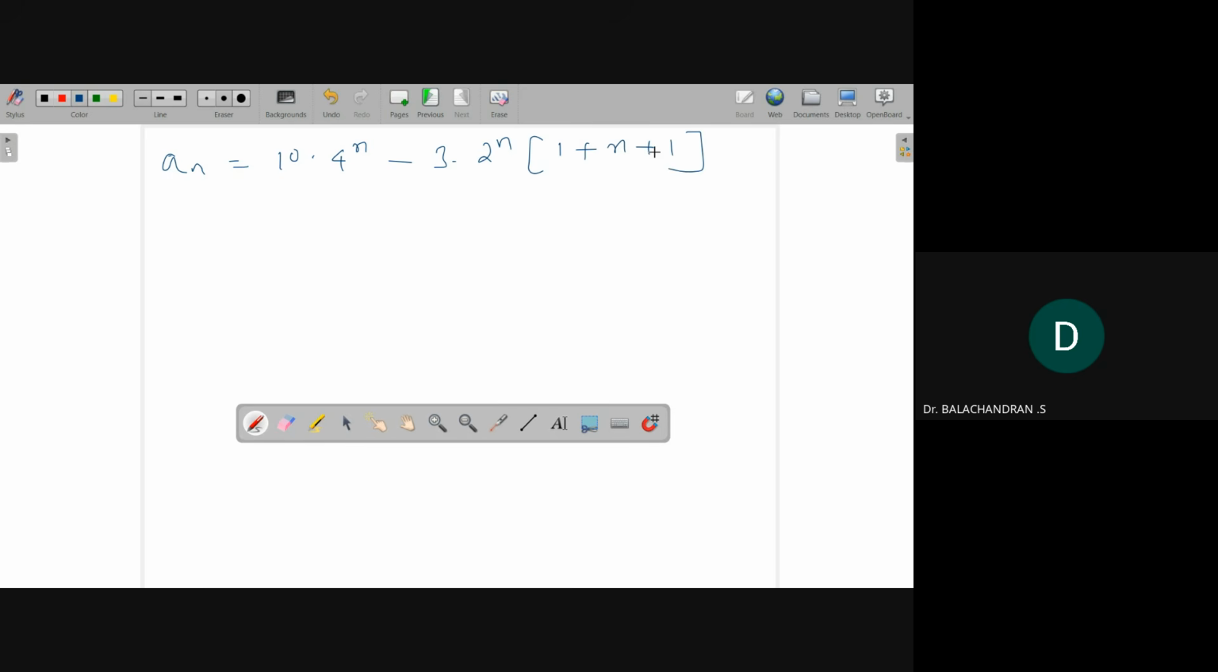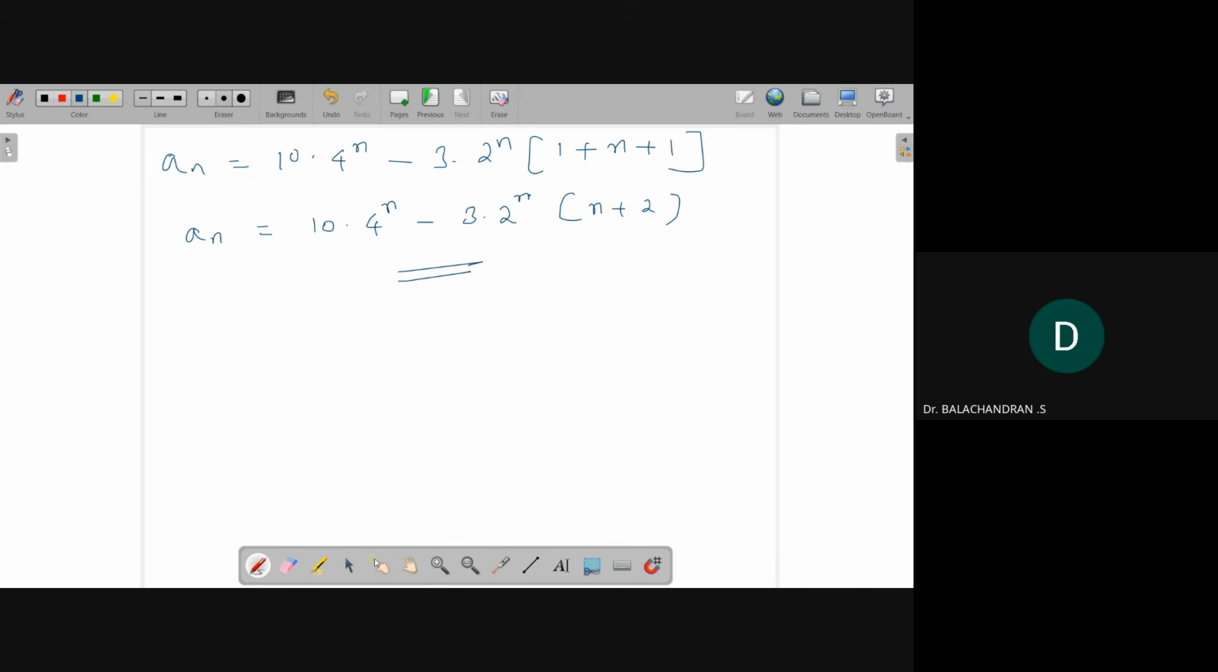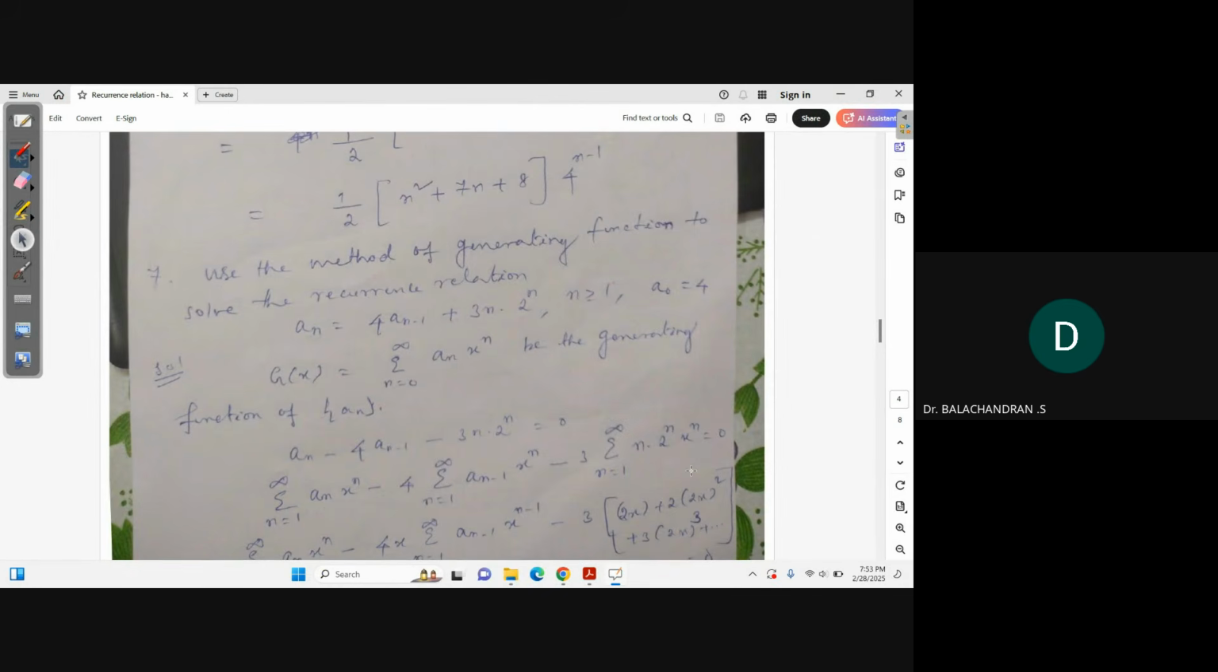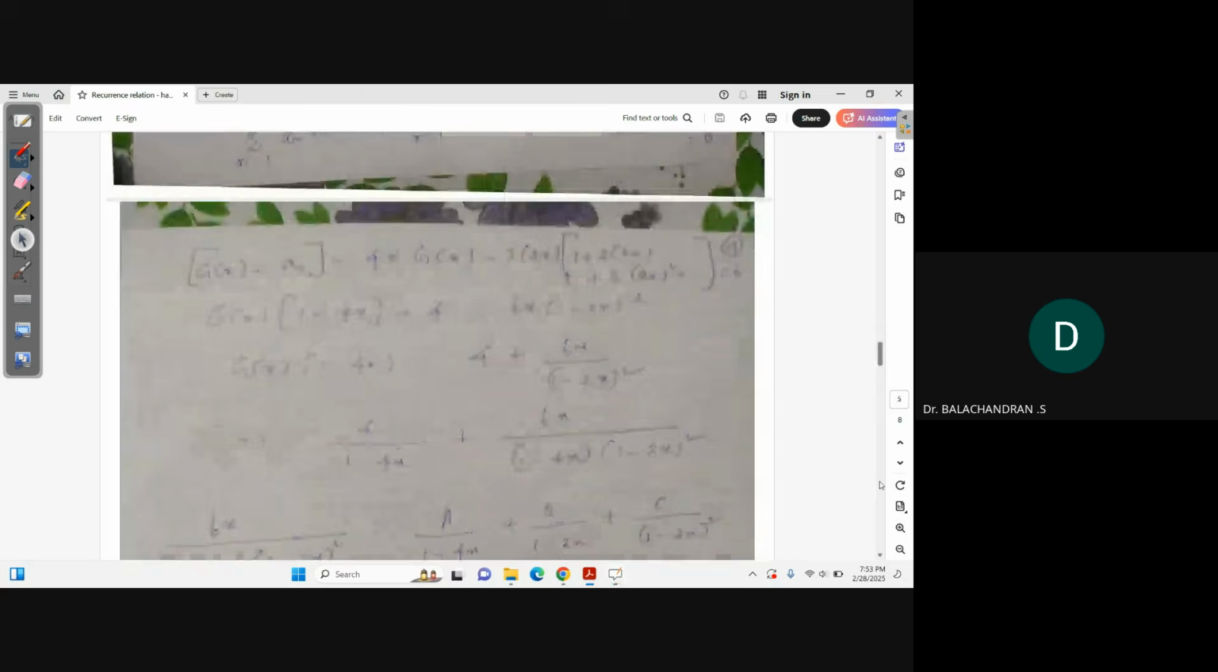The next step we can write the answer. So a n equal to 10 into 4 power n minus 3 into 2 power n into n plus 2. So this is the final answer. So we'll do one more problem if time permits.